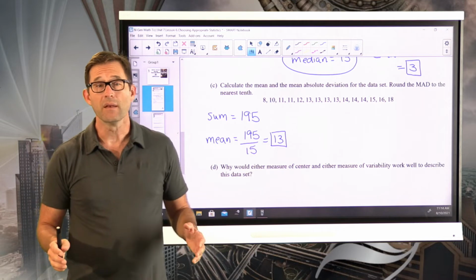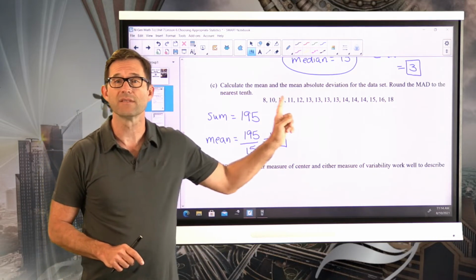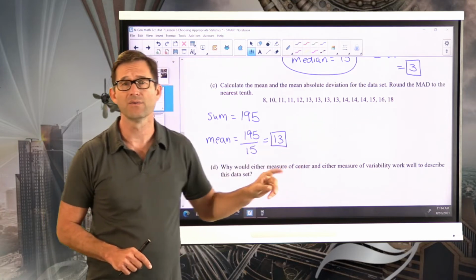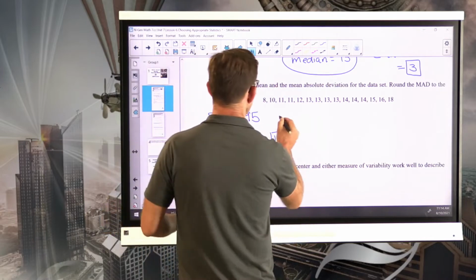Now, we've got the mean. Now we have to calculate the MAD. Now remember, to calculate the MAD, what we need is the distances that each one of these 15 values is away from that mean. So let me write those down. Here we go.